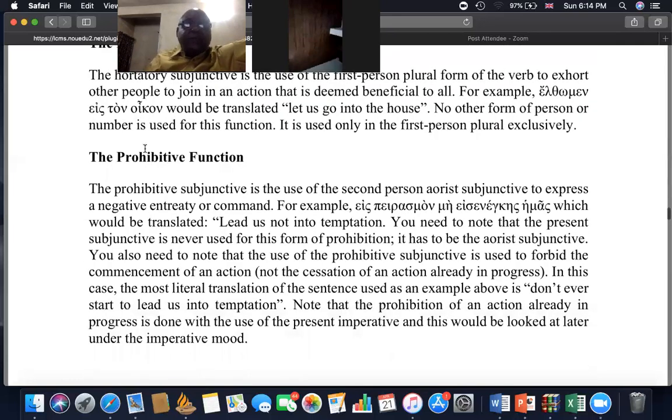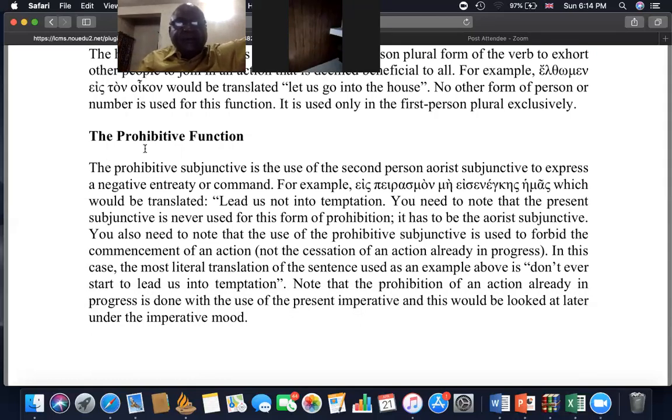Then you have what we call the prohibitive subjunctive. Now, the prohibitive subjunctive is the use of the second person aorist subjunctive to express a negative command. Look at the example here. Kai me eisenenkes hemas eis peirasmon. Now, if you see any sentence with me, that negative particle is always a subjunctive one. And this sentence will translate, lead us not into temptation.